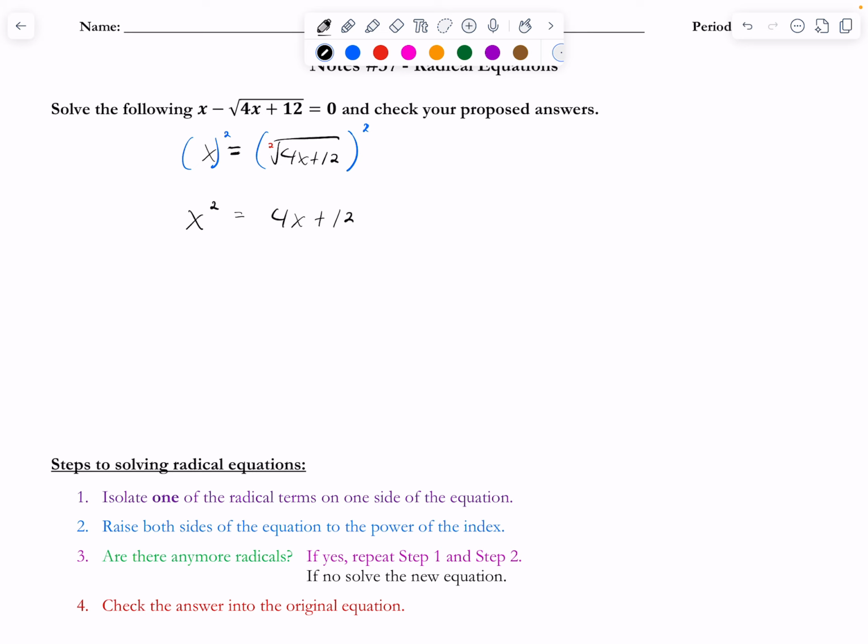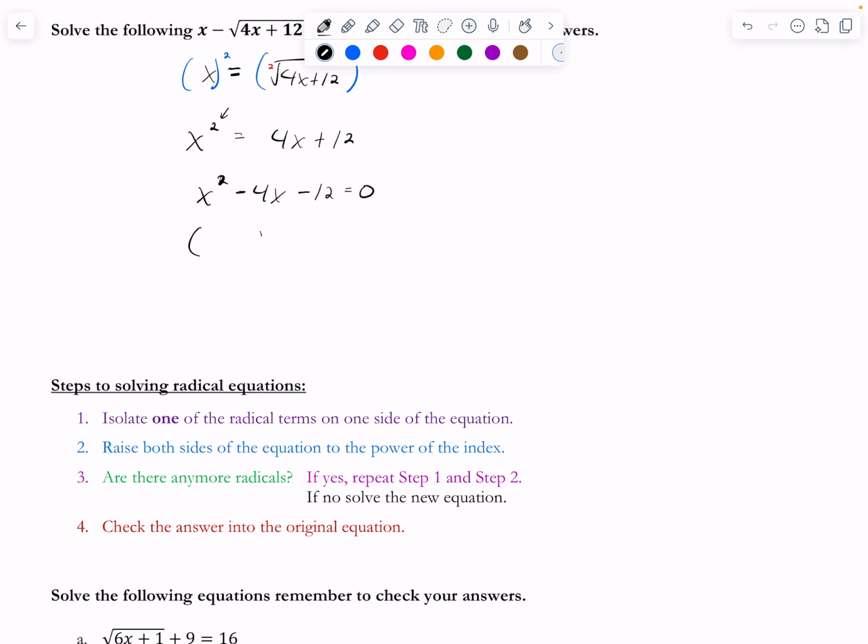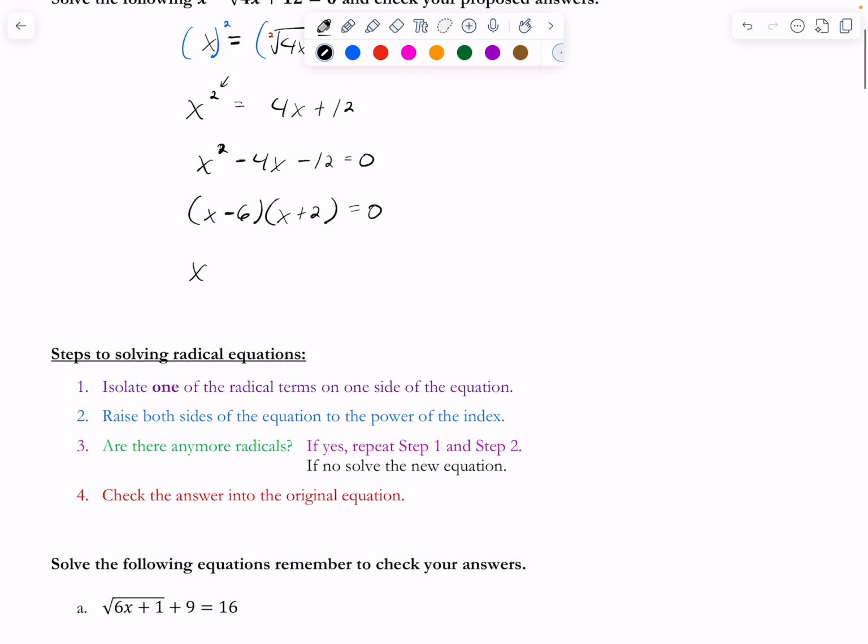Now, this is a quadratic equation, all right, with that x squared term. So I'm going to get everything to one side, and so I can set it equal to 0, which allows me to factor. So I have x and x. So I need factors of negative 12 that add to negative 4. So I'm going to use negative 6 and positive 2. So my two answers are x equals 6 or x equals negative 2.